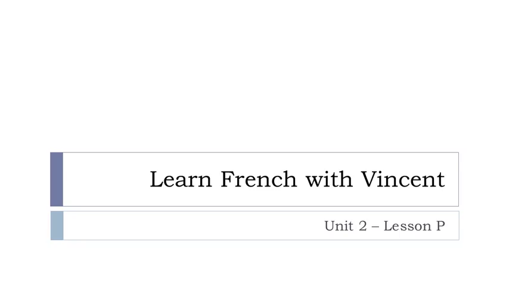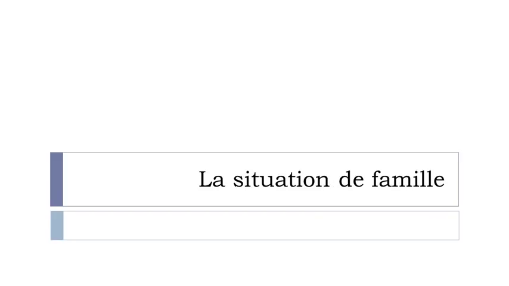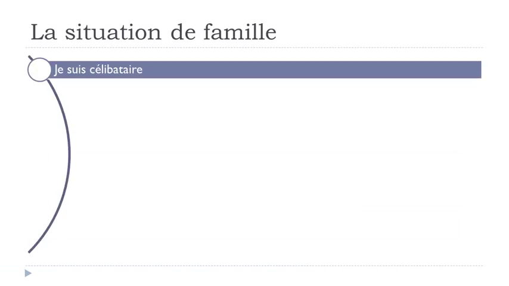Bonjour à tous. Hi, everyone, and welcome to Learn French with Vincent. This is Unité 2, leçon P. And in this lesson, we'll discover la situation de famille. So if you want to say what your personal situation is, then that's the correct lesson to watch now. Let's start. Je suis célibataire.